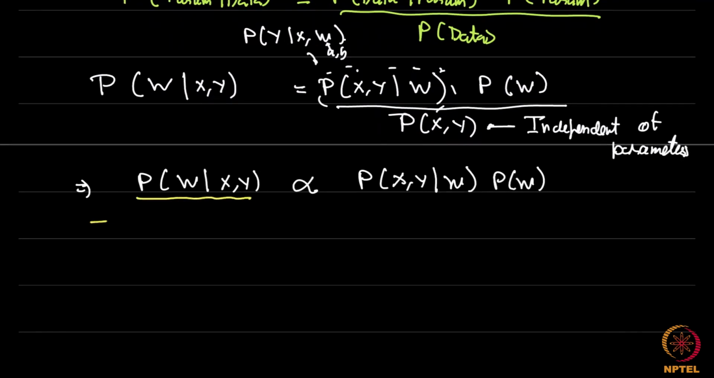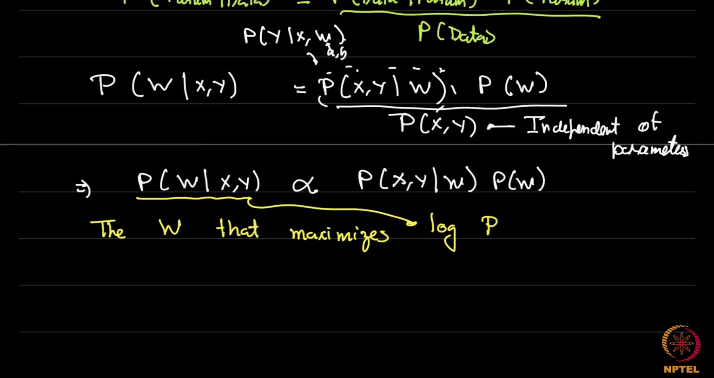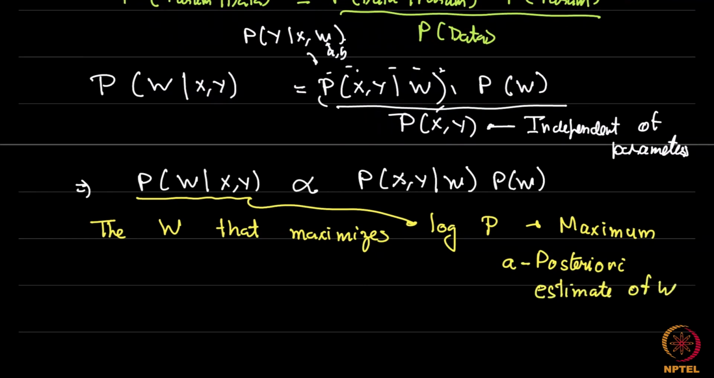Now, if you find out that W that maximizes the log of this probability, or just the probability, this is called the maximum a posteriori, or a posteriori estimate of W. In other words, this is called MAP. Okay. MAP standing for maximum a posteriori estimate of W. Whereas if you maximize this, you get MLE, maximum likelihood estimate. This gives you MAP.